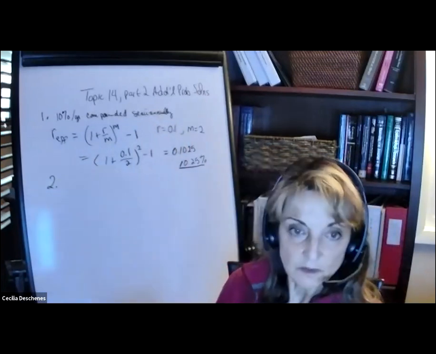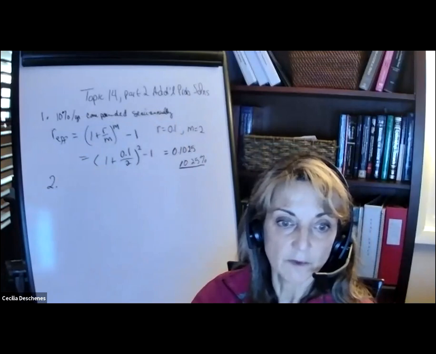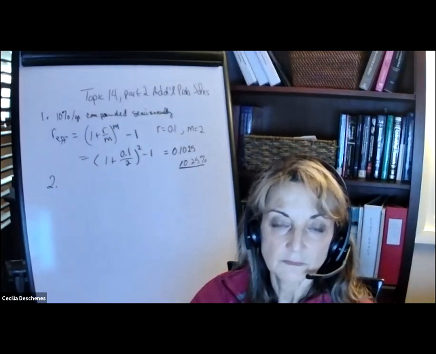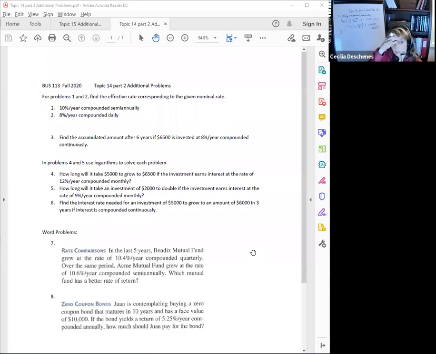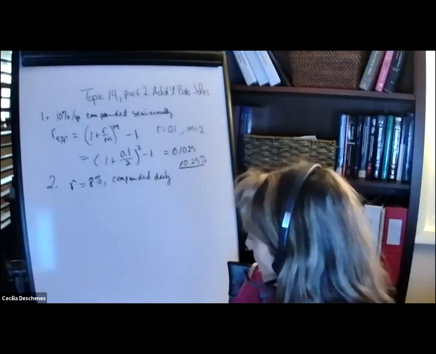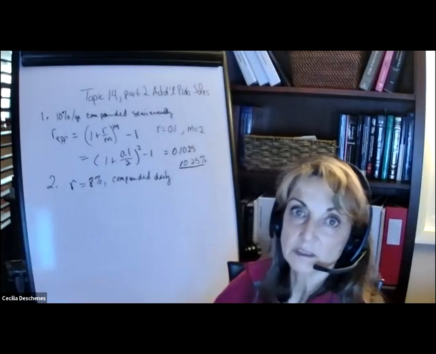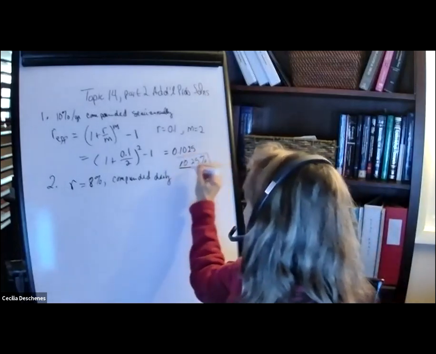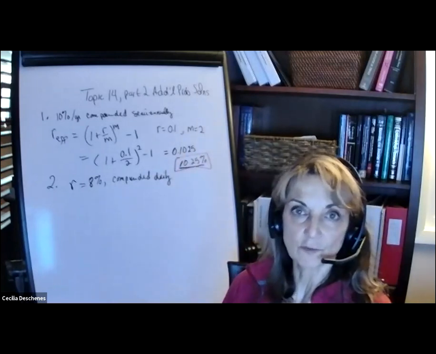Okay. The second question is going to be the same question, but now we're dealing with 8%. So our annual rate is 8%, and it is compounded daily. All right, so first of all, let me go ahead and put a red box around the answer to number 1 so we don't lose it inside the whiteboard writing.